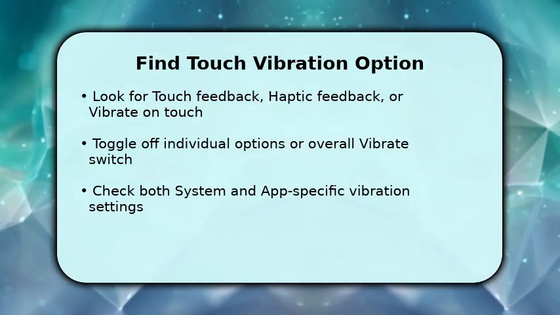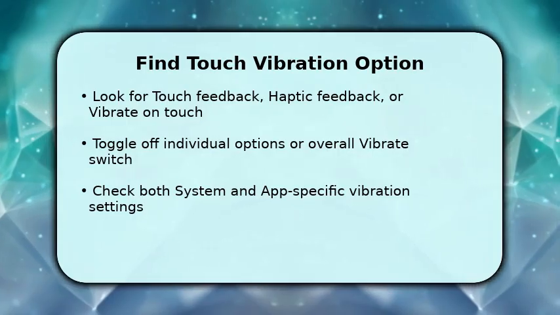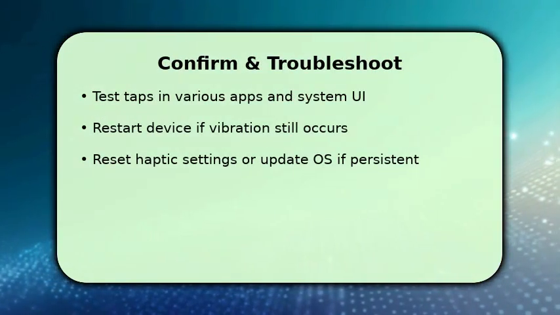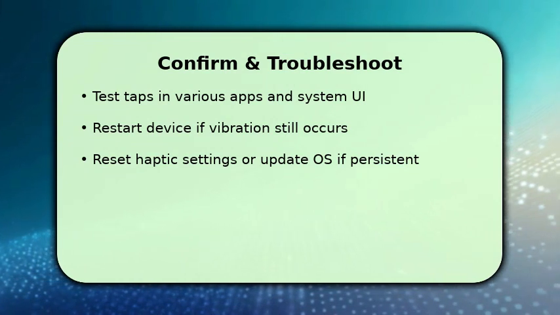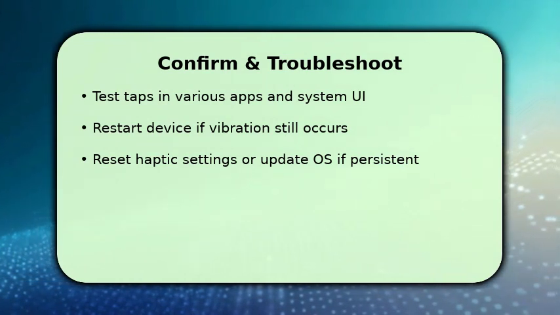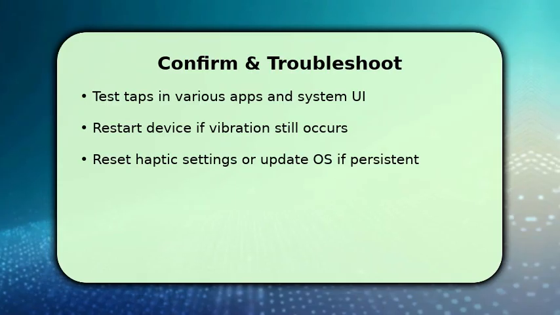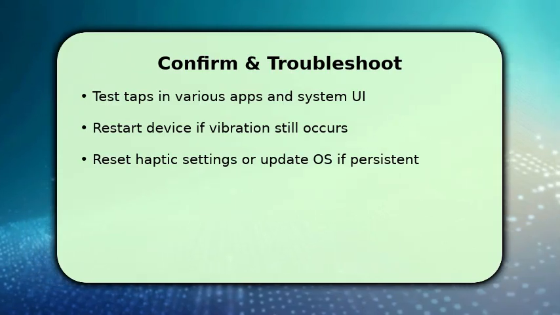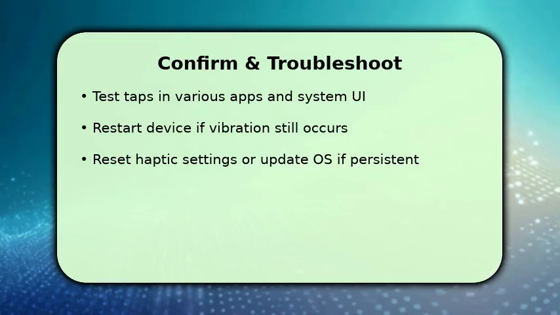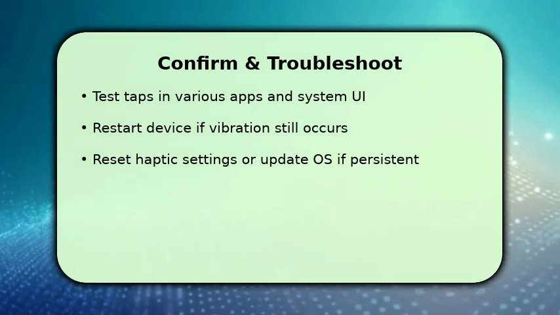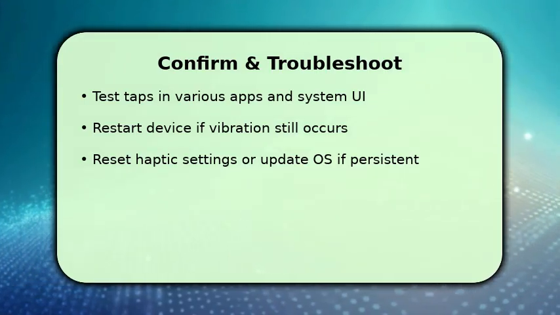You finish by testing taps across the home screen, keyboard, and any app that used to vibrate. Confirm no buzz. If vibration persists, restart the device to clear cache settings. Make sure Do Not Disturb or accessibility options aren't re-enabling haptics. If restarting fails, reset haptic or sound settings to defaults or check for a system update. This often fixes firmware bugs.